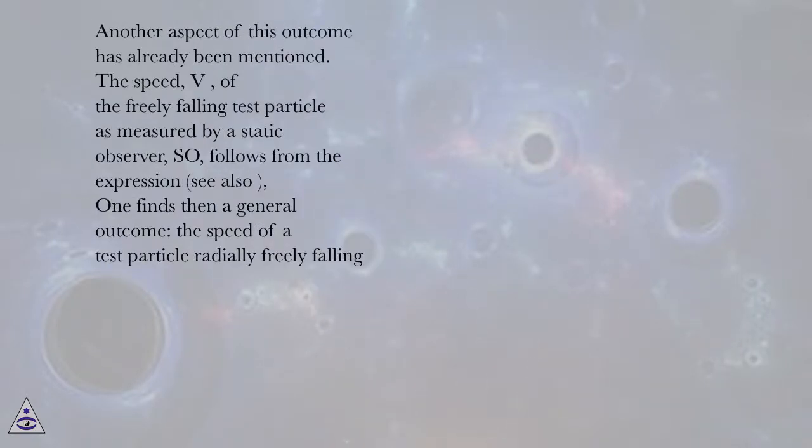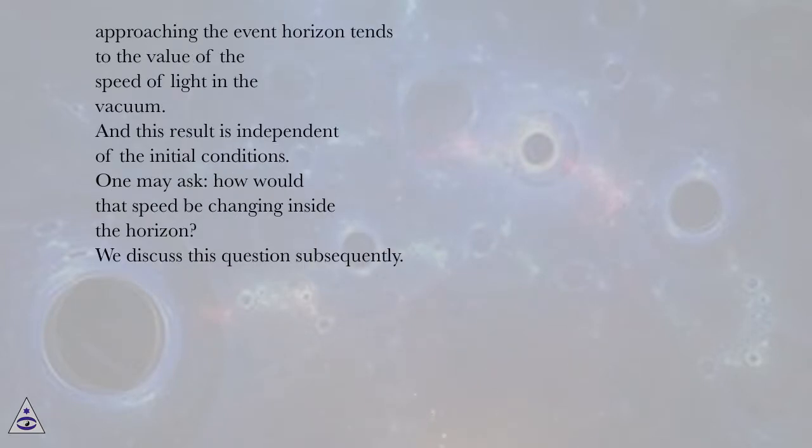Another aspect of this outcome has already been mentioned. The speed, v, of the freely falling test particle as measured by a static observer, SO, follows from the expression, see also. One finds then a general outcome: the speed of a test particle radially freely falling, approaching the event horizon, tends to the value of the speed of light in the vacuum. And this result is independent of the initial conditions. One may ask, how would that speed be changing inside the horizon? We discuss this question subsequently.